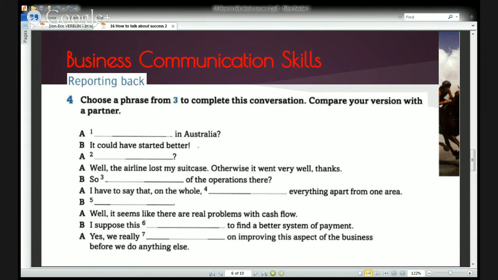We're learning key expressions that you can use in a business meeting to talk about success and failure. We just listened to a business meeting, and now we're going to use this fill-in-the-blank exercise to highlight the key vocabulary from those expressions that we heard, just so you know what we're doing.